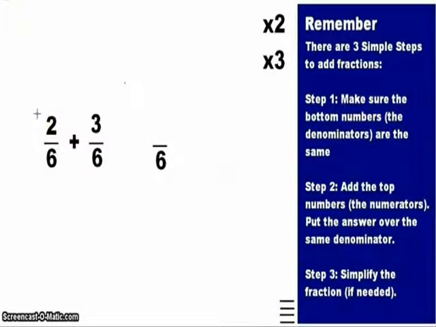So we need to go on to step 2 and add the top numbers, or the numerators, and that's 3 plus 2, which is 5. Let's make an equals sign. Which equals 5 over 6. Now, 5 can't be simplified, so that is the fraction in its simplest form. So we can't actually simplify it, so that's it. We can't do anything else.